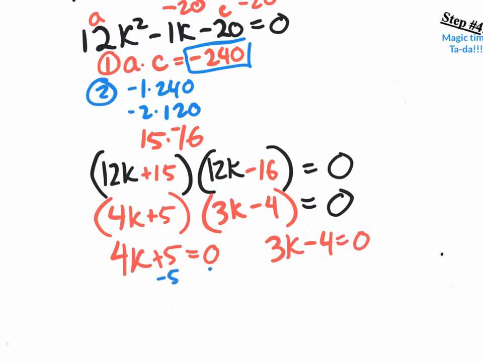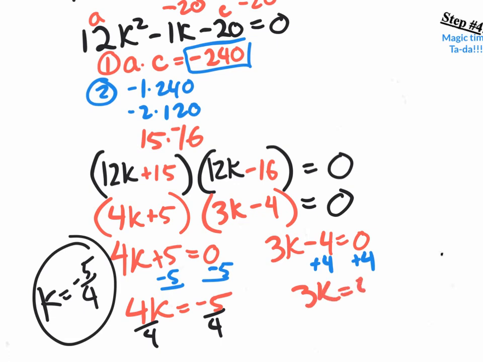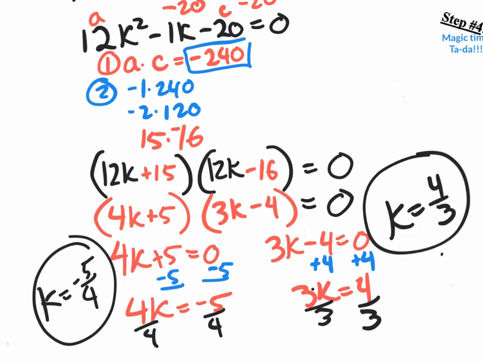Solve it by subtracting 5, subtracting 5. You're going to end up with 4K equals negative 5. Final step will be to divide by 4, divide by 4. So our answer is k equals negative 5 over 4. That's one answer. The other answer, we need to add 4 there, add 4 there. We're going to have 3k equals 4. Divide by 3, divide by 3. So k equals 4 over 3. So those are your two answers, negative 5/4 and positive 4/3.